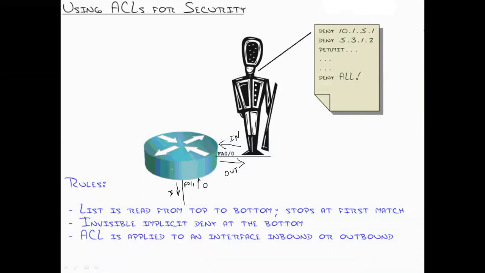So here we will define the rules. We create the ACL and we bind that ACL to the particular interface. We assign the ACL here. Okay, so let's have a look.